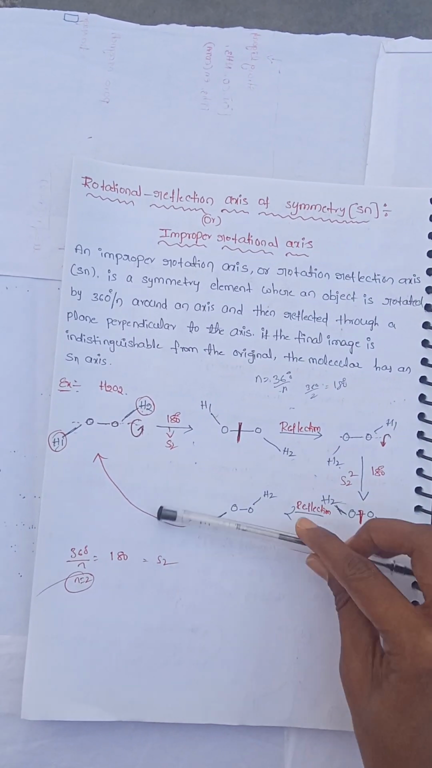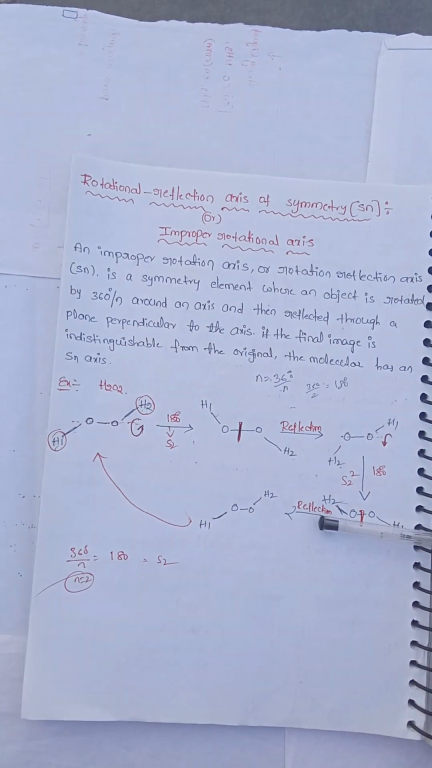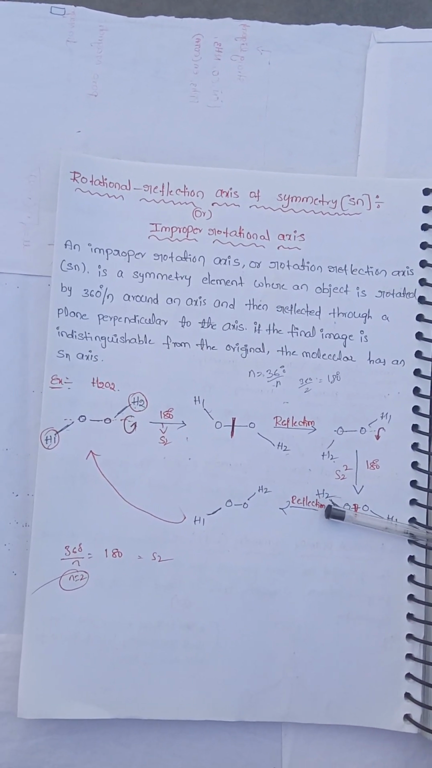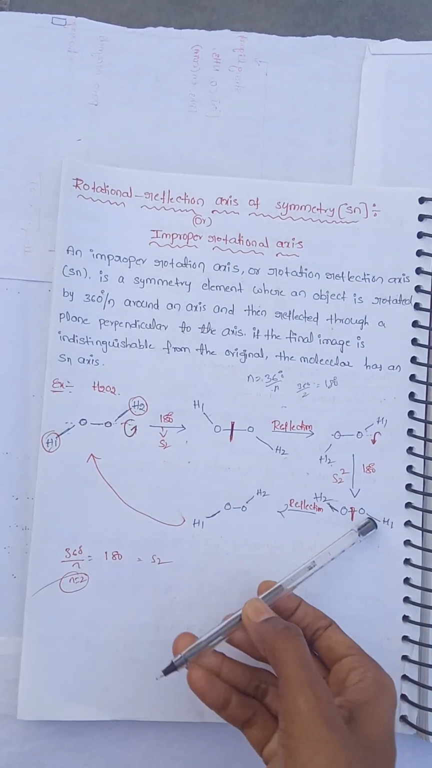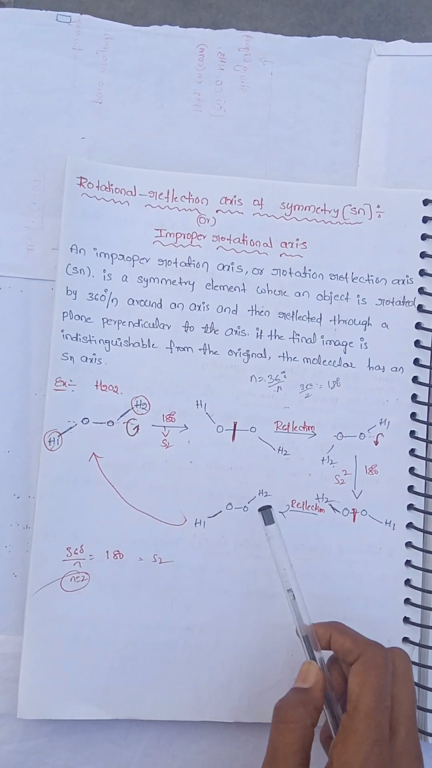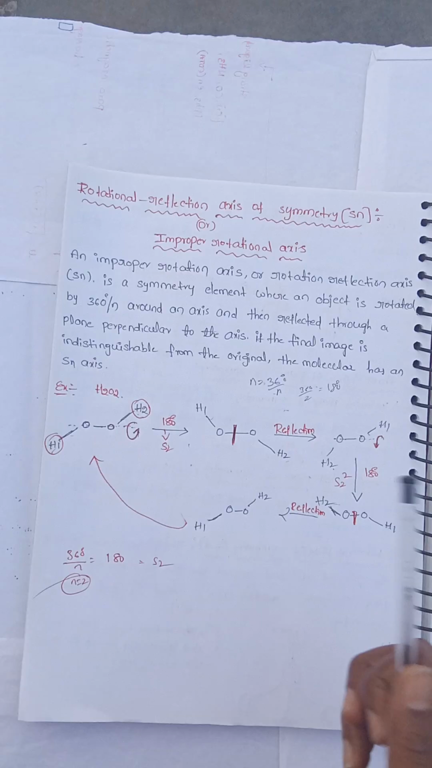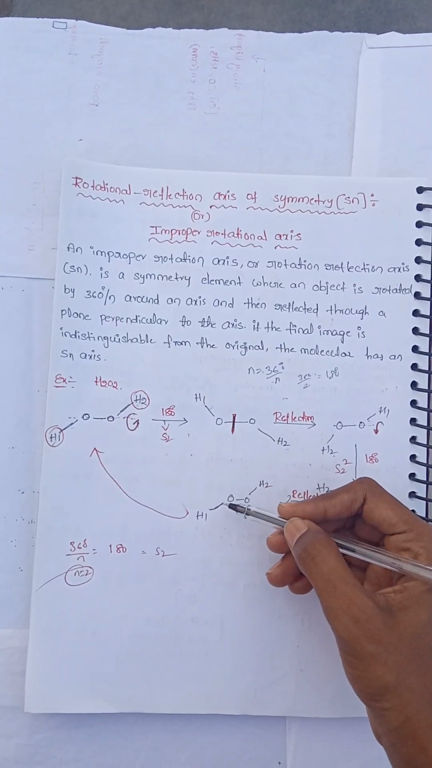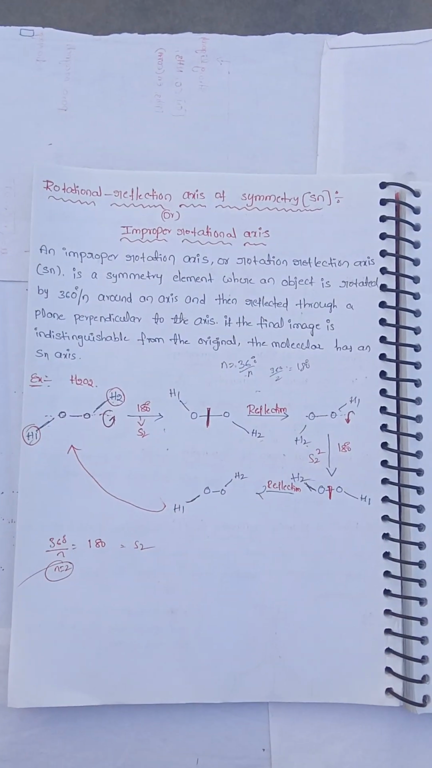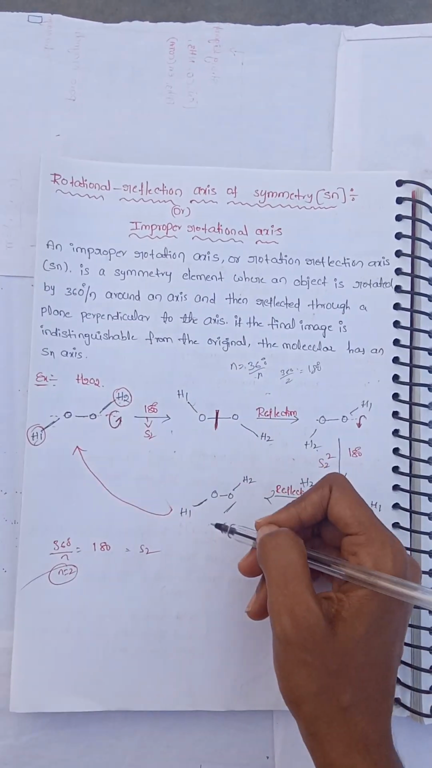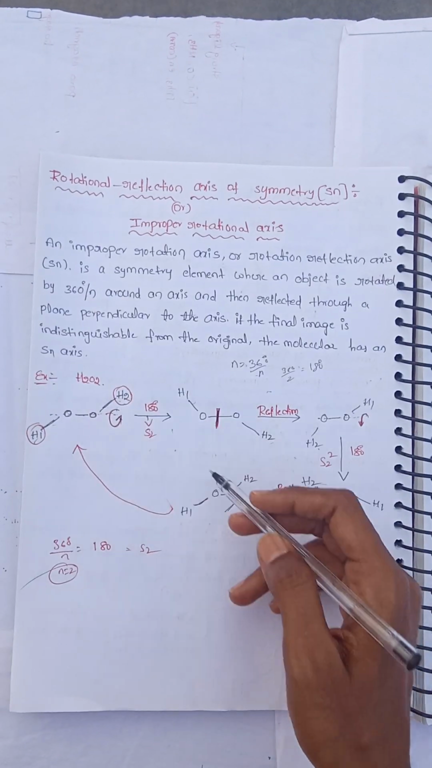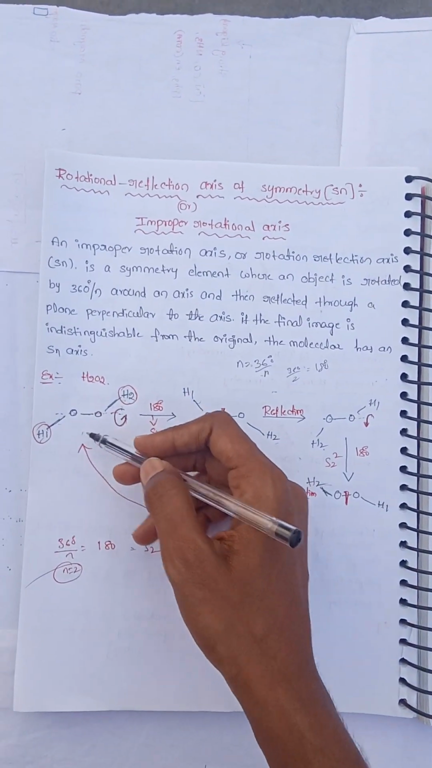Again reflection. This is the plane. Reflection like this. Okay, H2 is here, H1 is here. So the final image is the same as the first image. See here, what came as the final image: in the first image, where was H2, same H2; where was H1, same H1.